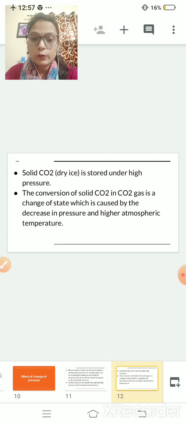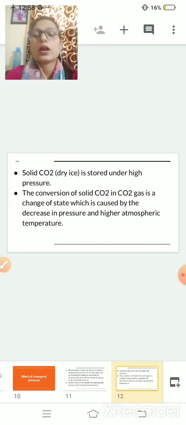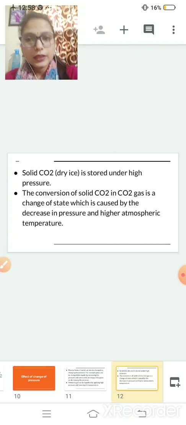Clear? And what is CO2? CO2 is your carbon dioxide. Clear? And for that, pressure you should decrease, and temperature you have to increase. Clear?